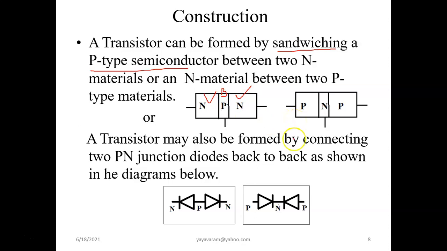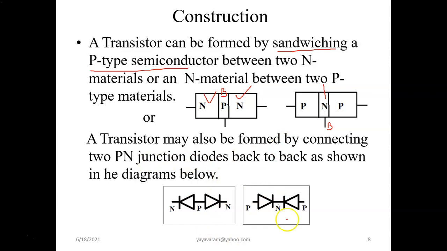Similarly, I can sandwich one N-type material between two P materials. Sandwich, you know the meaning: inserting or keeping tightly between two things, like between two bread pieces we sandwich the onions, etc. In a bakery you can find sandwiches. Same here also, between two P-type semiconducting materials, we sandwich one thin layer of N material. It will become PNP. The opposite is NPN. So this can also be done or fabricated in another way.